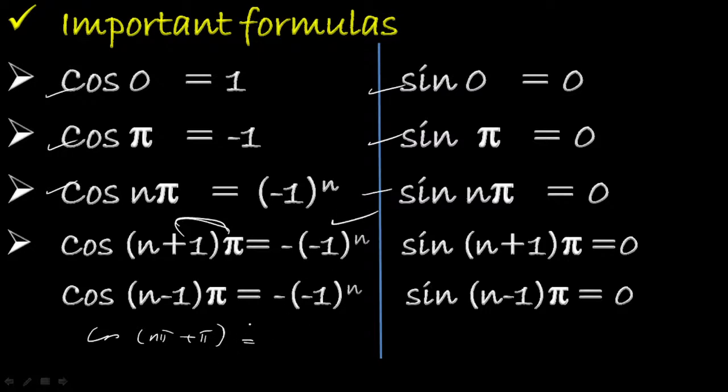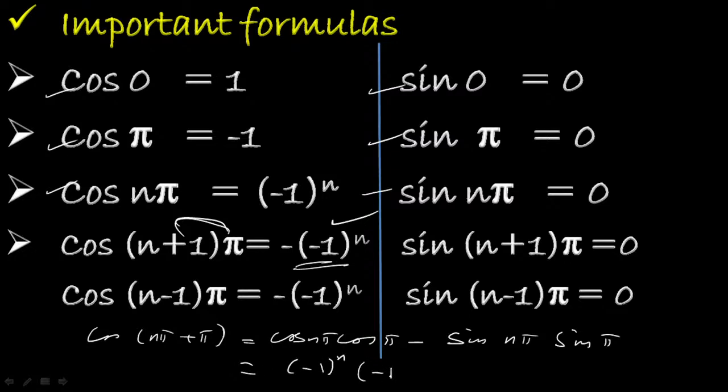So for this one, I have to evaluate and work out this value for you. Cos(a plus b) is nothing but cos a cos b minus sin a sin b. Instead of a and b, here you have n pi and pi. So cos n pi value you know is (minus 1) to the power n, cos pi is minus 1, whereas sin n pi and sin pi both are 0, so we don't have the second term.